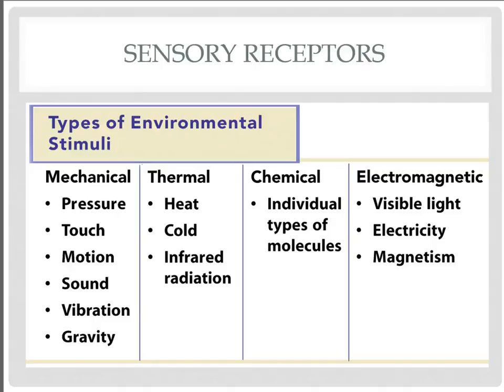So what types of stimuli exist? Well, they can be broken down into mechanical, thermal, chemical, and electromagnetic. And we'll learn about the types of receptors that receive this information and transduce that into our graded potentials.